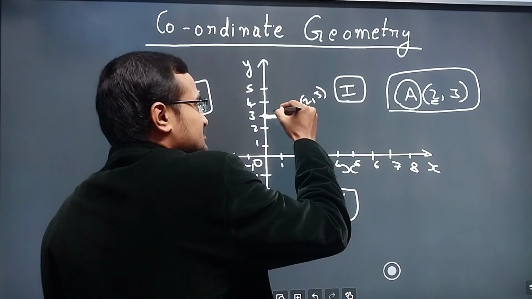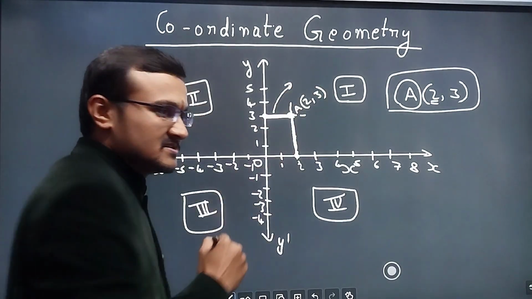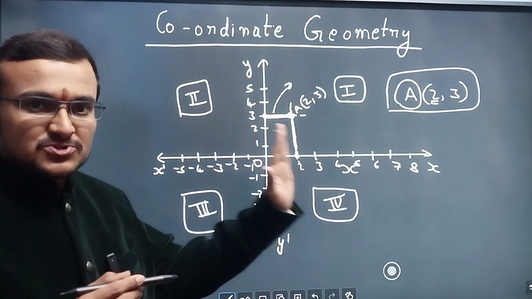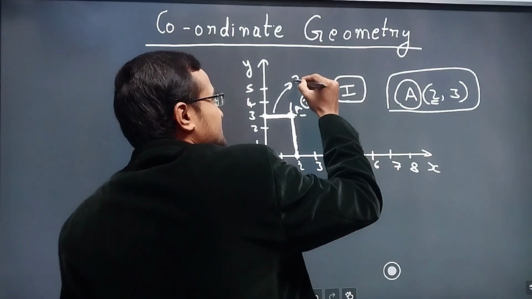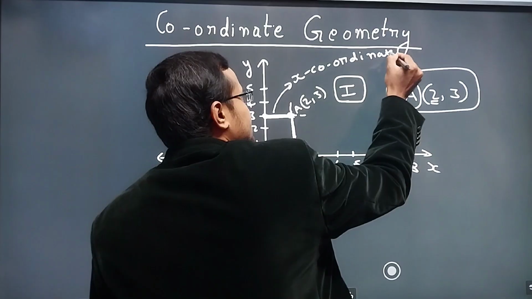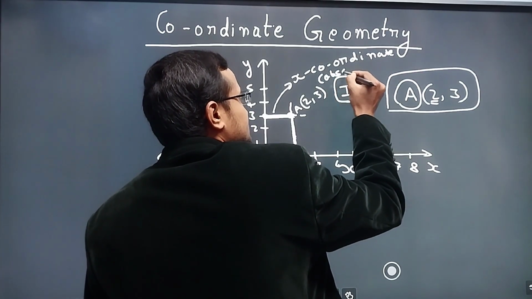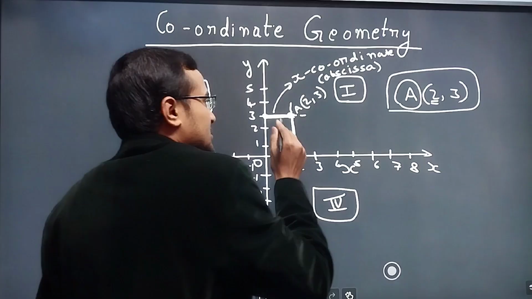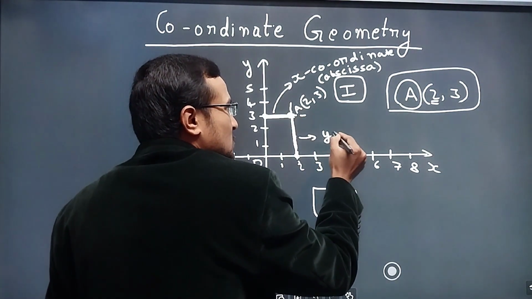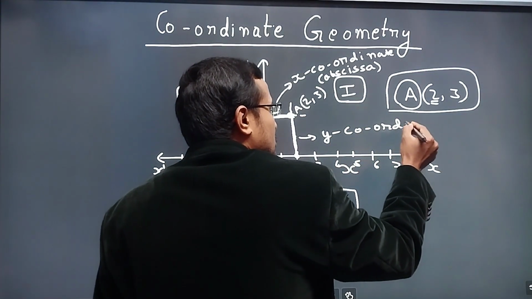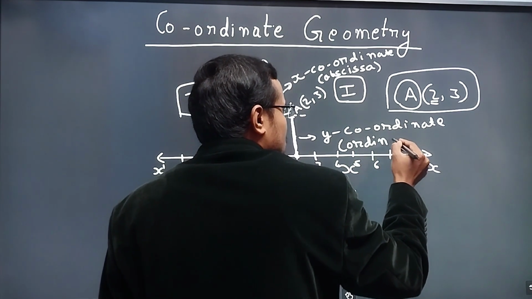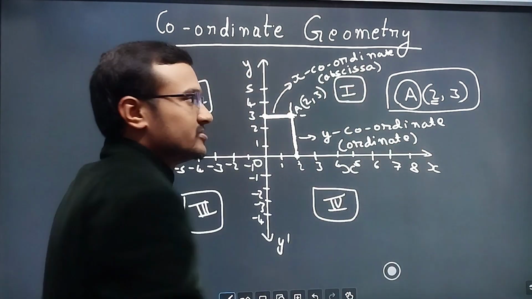Now the perpendicular distance from the y-axis to that point is known as the x coordinate, and this x coordinate is also known as abscissa, A, B, S, C, I, S, S, A. Now the perpendicular distance from the x-axis to that point is known as the y coordinate, or this is simply known as ordinate. So it is either known as ordinate or y coordinate, and x coordinate is known as abscissa.